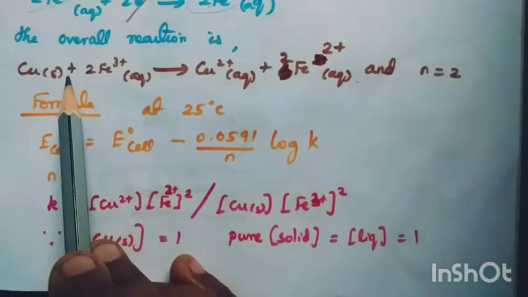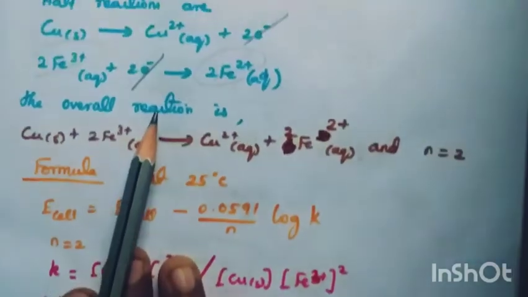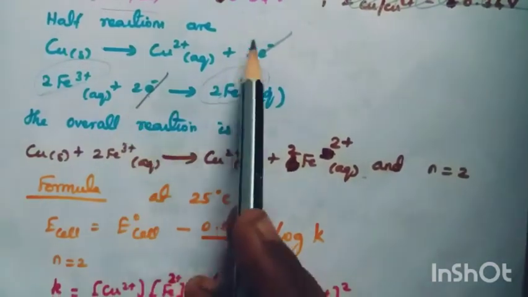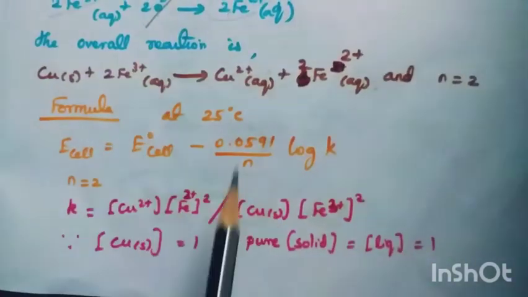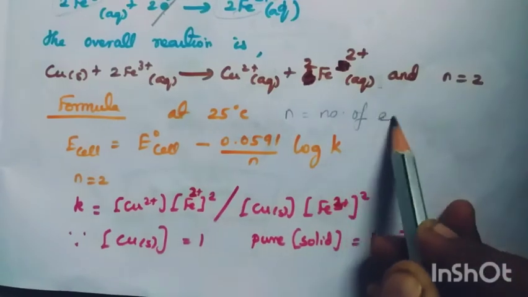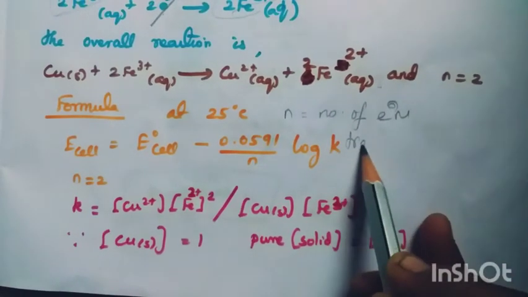Why is it 2? Cu2 plus is converted to Cu, no? Here, how many electrons are transferred? 2 electrons are transferred. Since 2 electrons are transferred, this is the n. n is the number of electrons transferred.